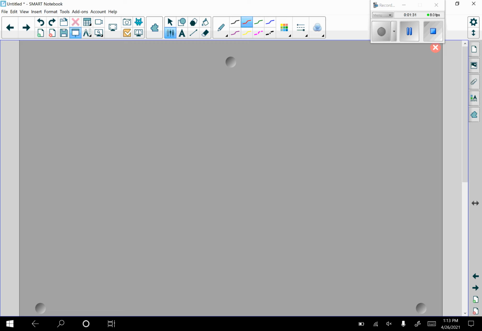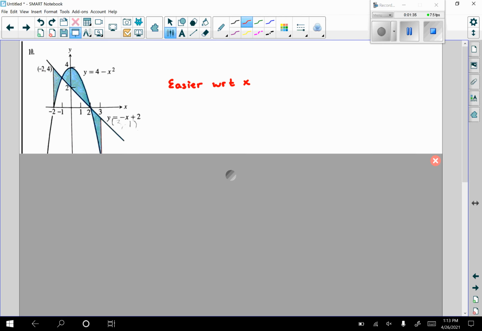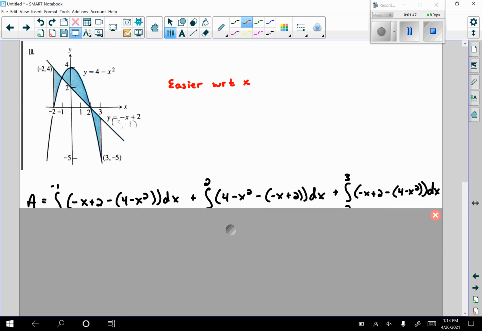Number 10 we do now. For number 10, it's actually best to use with respect to x because it's solved for y in terms of x. And it's a lot easier to go along the x-axis here. So we have 3 sections we need to look at. So yes, this one was pretty long as far as the work involved.